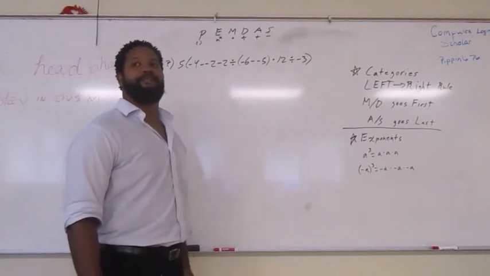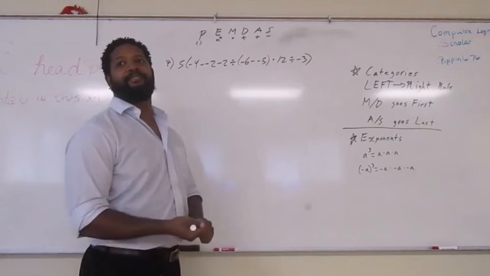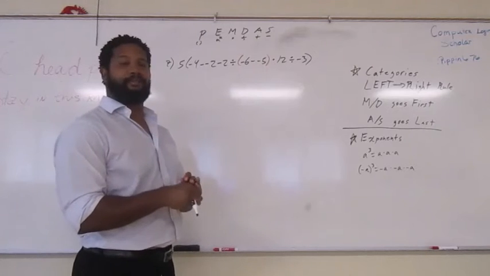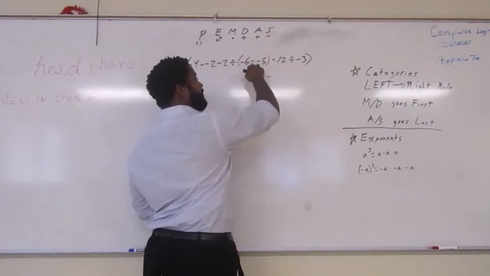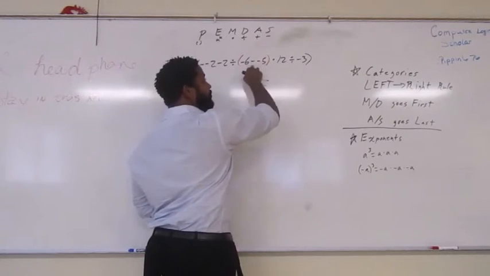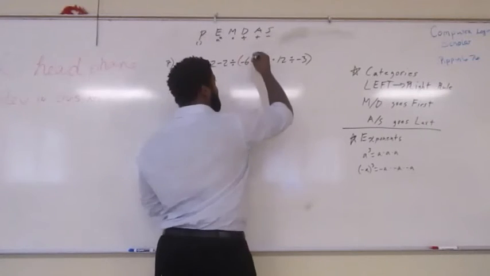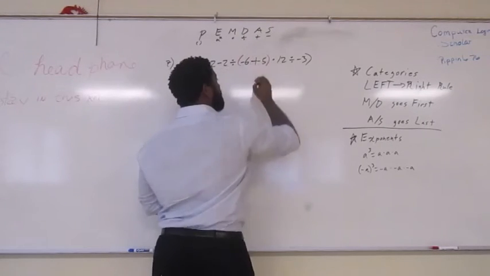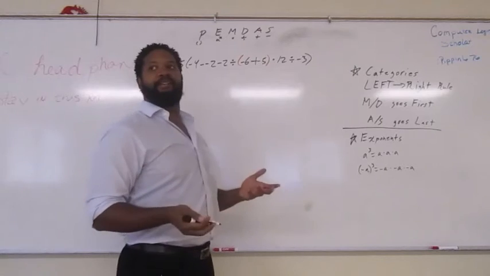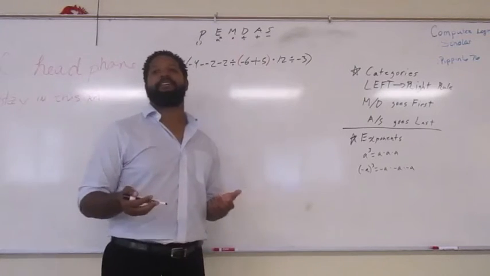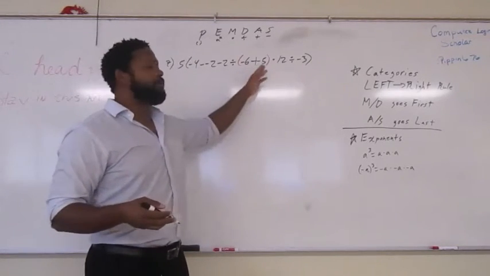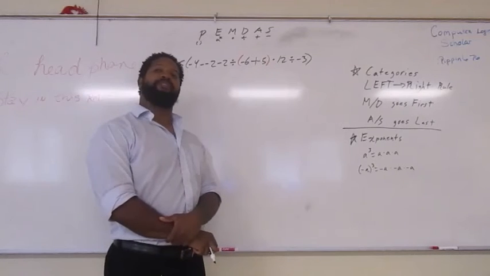Negative 6 minus a negative 5. So that's what I was talking about. Whenever you're subtracting a negative, it doesn't matter, when you're subtracting a negative, you turn it into a positive. So it wouldn't have been 6 minus. What's negative 6 plus 5?